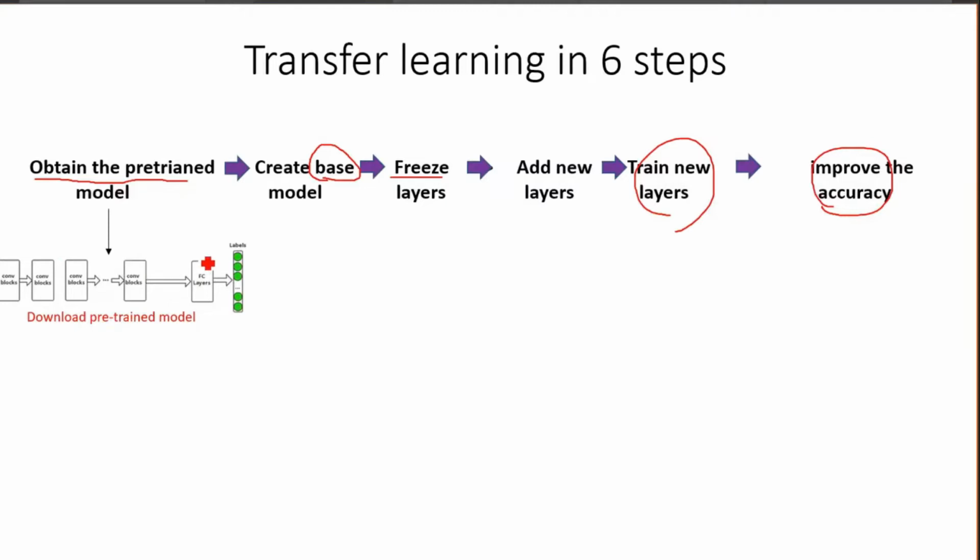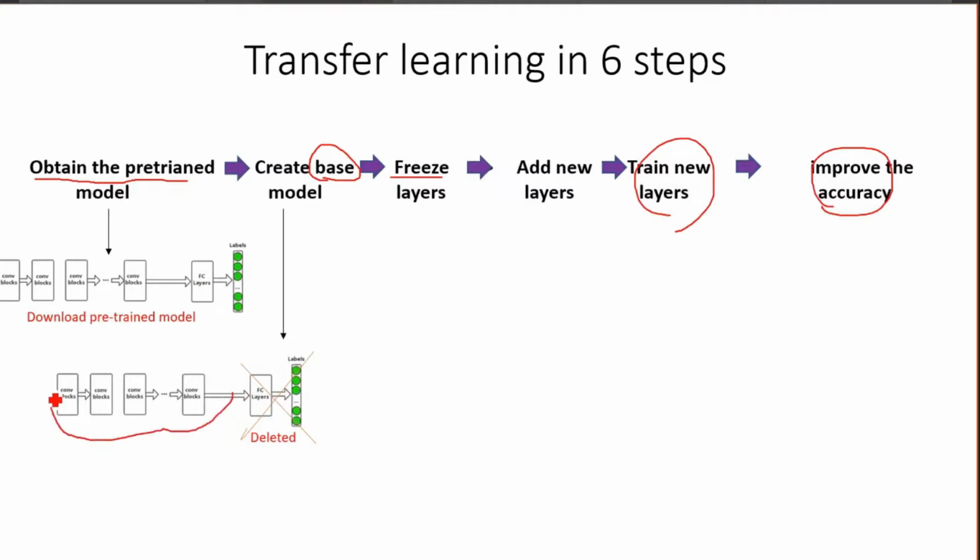Then for the base model, you can set a program to delete this part. In this case, I don't use a fully connected layer, so I'm going to delete this one. When I delete this, I have the base model. If you delete different parts, the base model will be different. Normally people delete this because these are the parts that change most, especially the label.